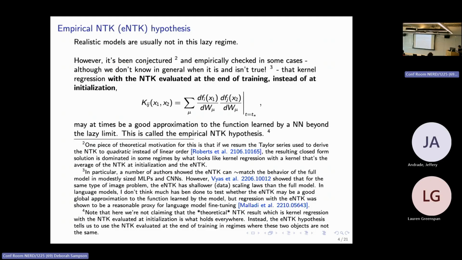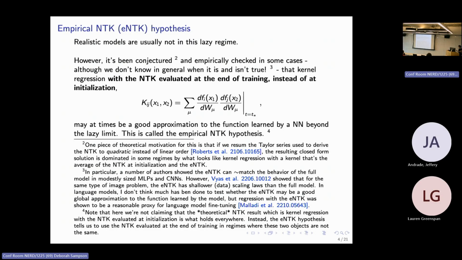The evidence for it is fairly patchy. There are some motivations from theory, some empirical evidence, and I comment on it in these footnotes. One piece of theoretical motivation is if we take that Taylor series and expand the function in the weights to quadratic instead of linear order, you can resum to quadratic order through a very heroic calculation in this book by these people that took about 400 pages. And the resulting solution in some regimes is dominated by what looks like kernel regression with a kernel that's the average of the NTK at initialization and the empirical NTK.